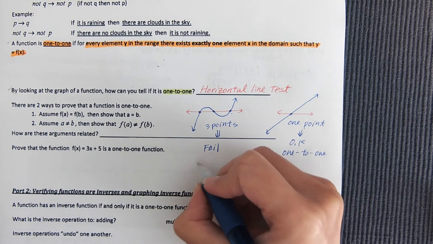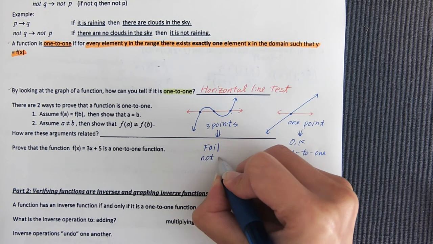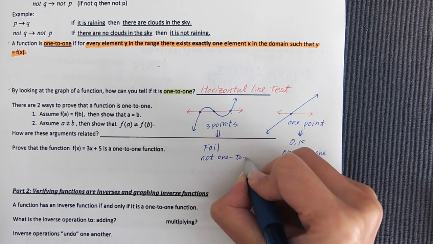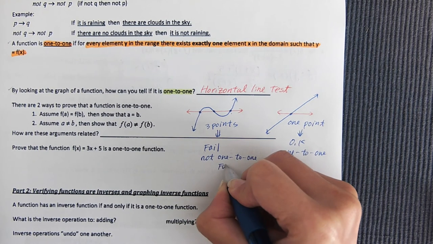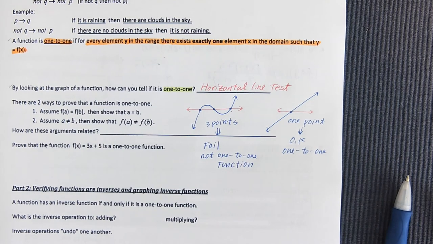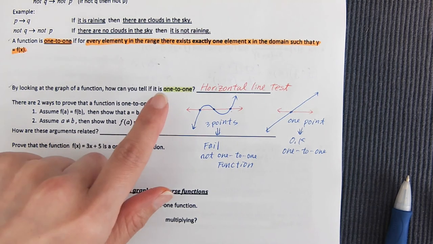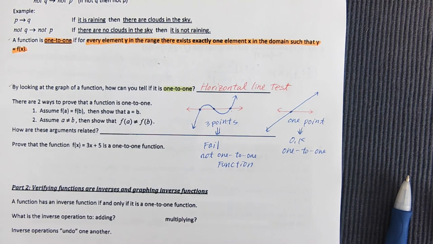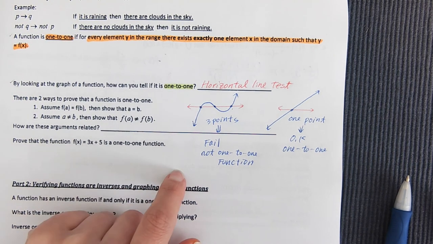This is not a one-to-one function at all. That's called the horizontal line test. Did you understand that? That's the easiest way to check whether it's one-to-one or not. That's it. You have homework questions.